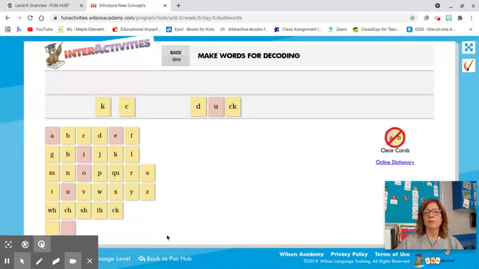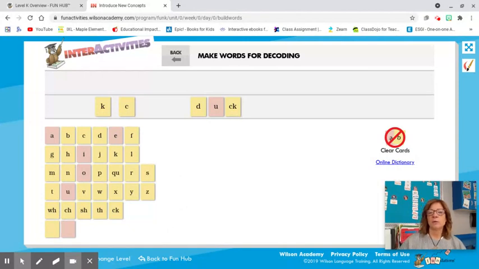Okay, so I've built a word here that has the CK digraph at the end. So we're going to tap it out. K. Now, we have the CK digraph at the end. The C can also make that sound, but that is not what we use at the end when we have a vowel in the middle that is short.